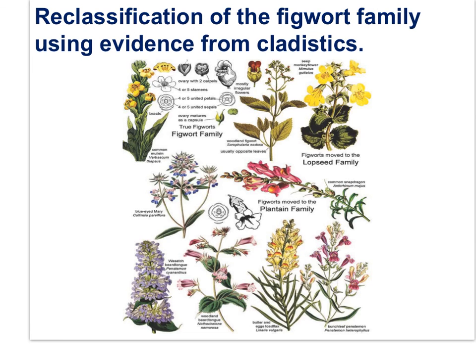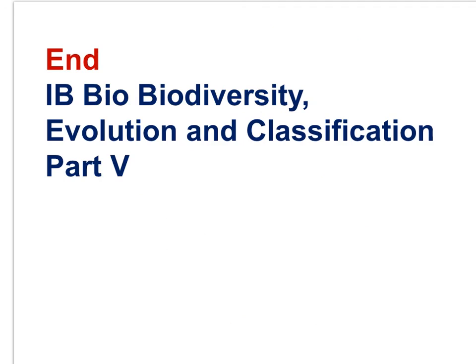The figwort family had been classified based on morphological data, but more recently, DNA evidence has resulted in new relationships. Some former figworts are now placed in different families. And that brings us to the end of IB Bio Diversity, Evolution, and Classification, Part 5.